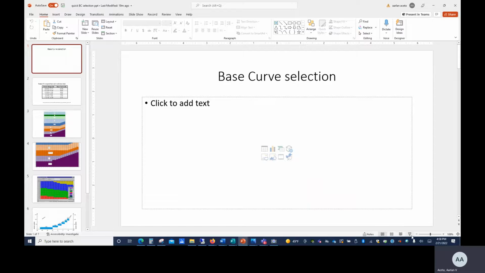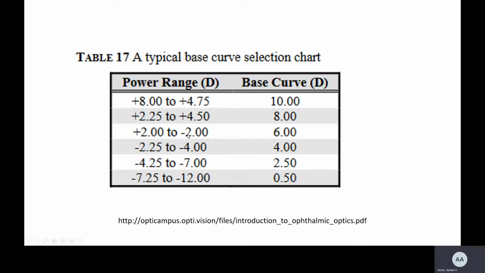So for base curve selection, oftentimes we're going to see really simple things like this. This was from our OptiCampus, or you'll see the same type of chart in the systems book, the Brooks and Borish. Oftentimes it'll say, I have a high plus lens, it goes with a steeper front curve. I have a high minus lens, I have a very flat or minimally curved front surface. So a half diopter is way flatter than a very steep 10 diopter curve. And obviously, if you're starting at very high minus, slightly less minus, it's a little steeper.